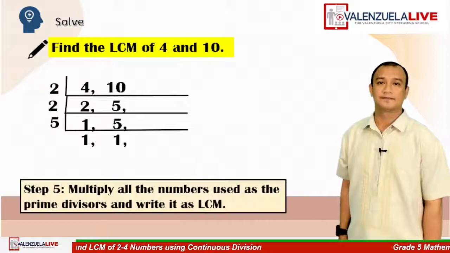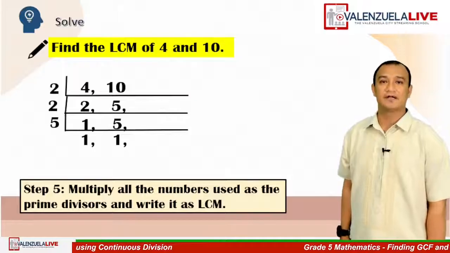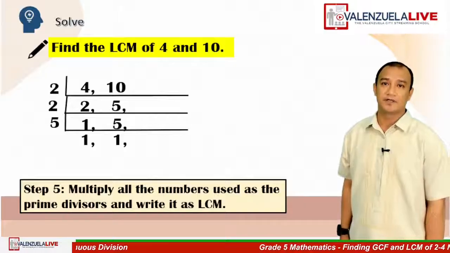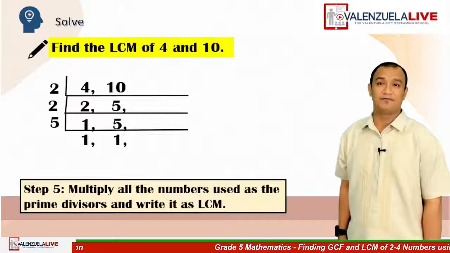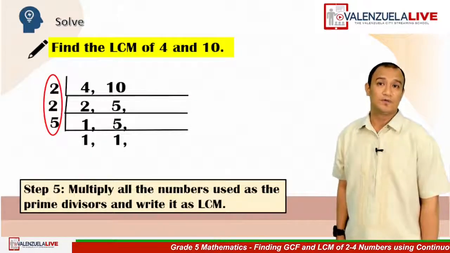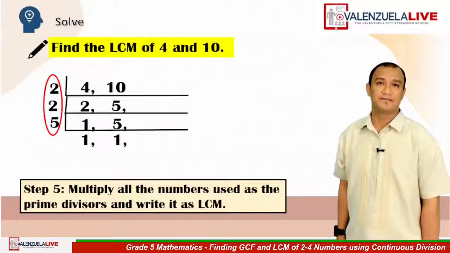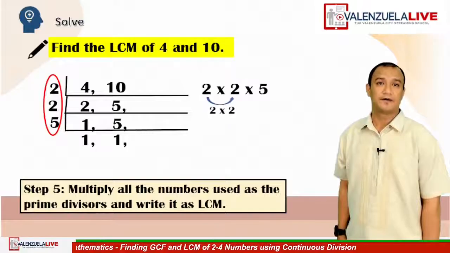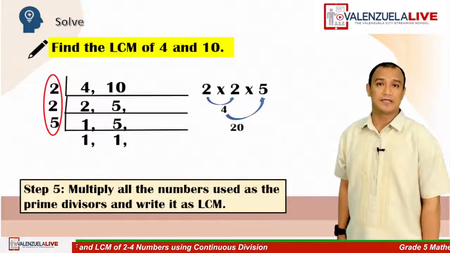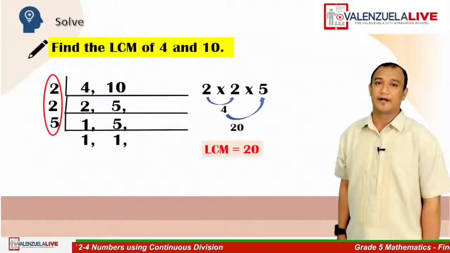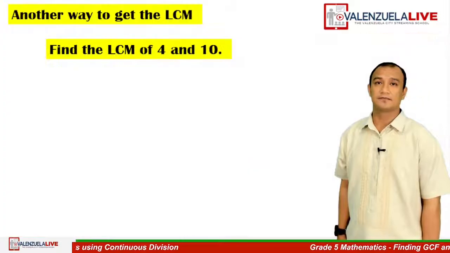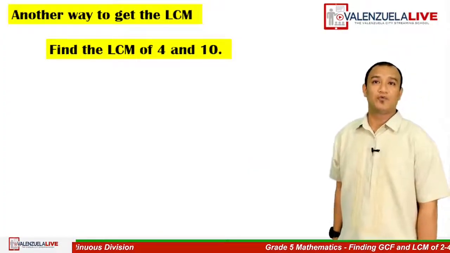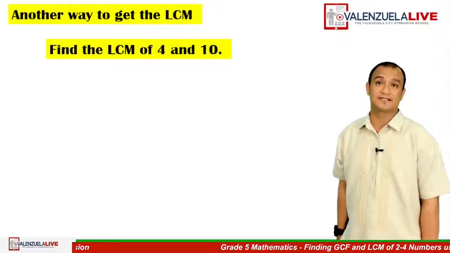Multiply all the numbers used as the prime divisors and write it as the LCM. So here, our prime divisors are 2, 2, and 5. Let's multiply them. 2 times 2 is 4. And 4 times 5 is 20. Therefore, our LCM is 20. Now, let's have another way to get the LCM with the same example.